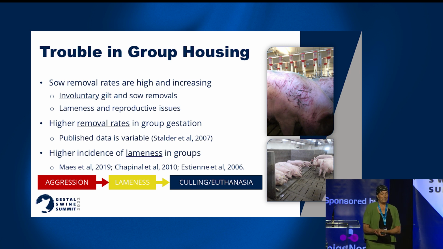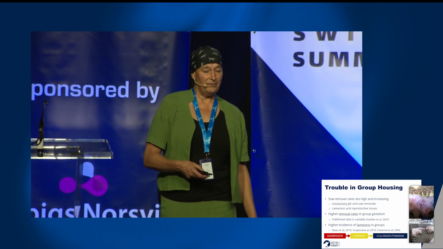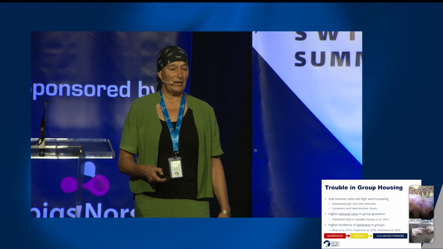So I think we all recognize that removal rates are high and generally increasing as we transition to group gestation. So it's involuntary removals, often of younger animals, and largely due to lameness or reproductive issues, things associated with bringing them into groups, feed competition, aggression. So it's a clear problem and a challenge for our industry. For these higher removal rates, sure, there's some clear published data, but the causation is really not evident. But we do have some really solid data on the incidence of lameness in groups. So there's that very clear effect.